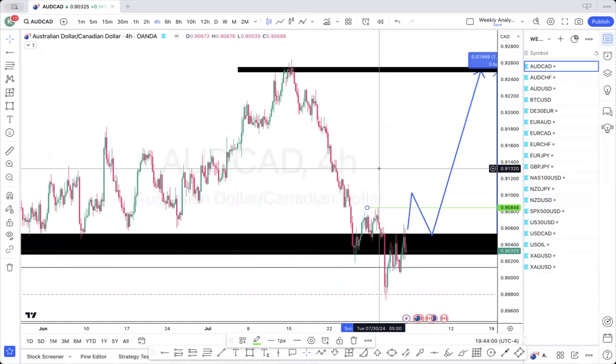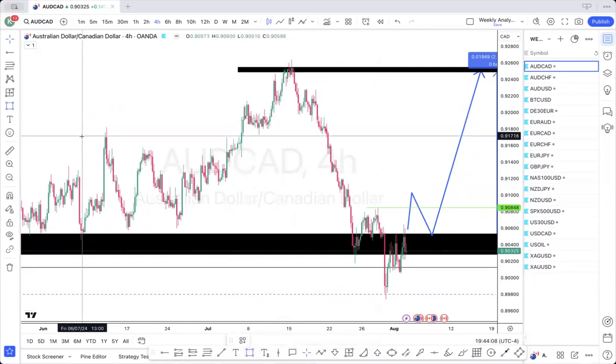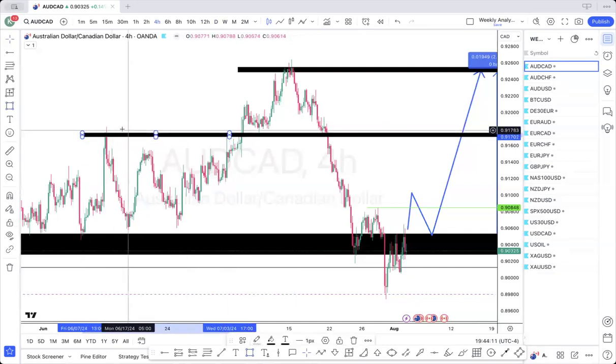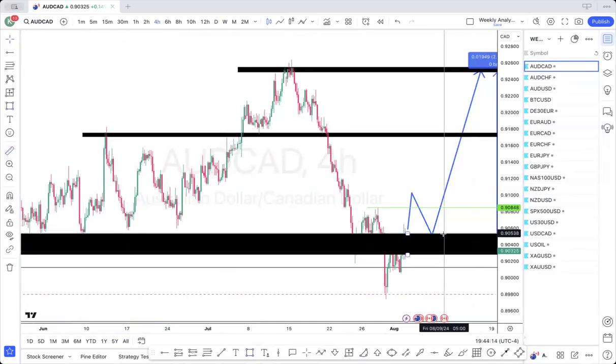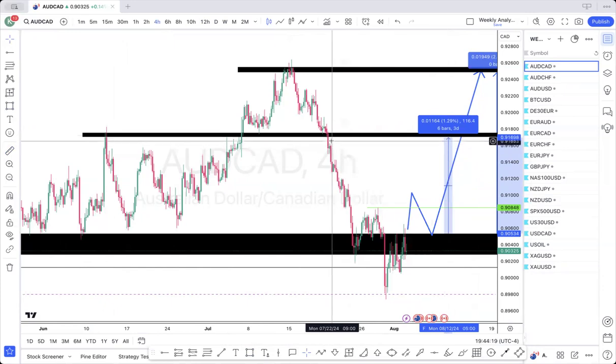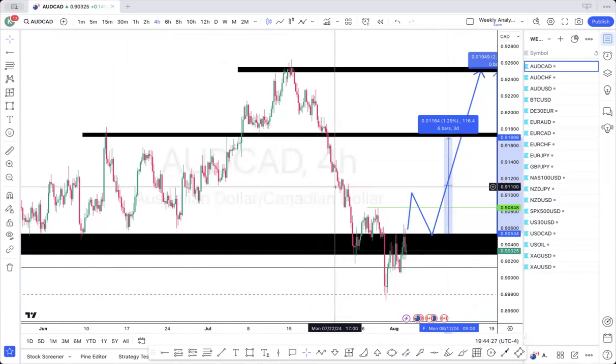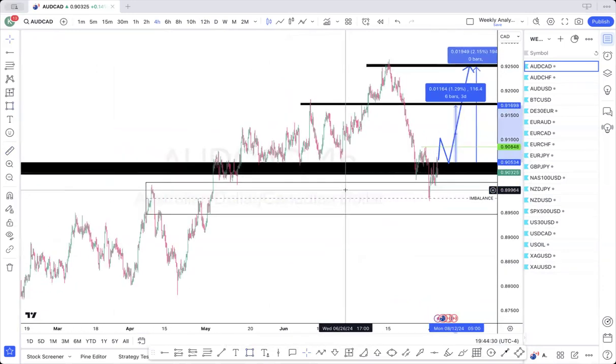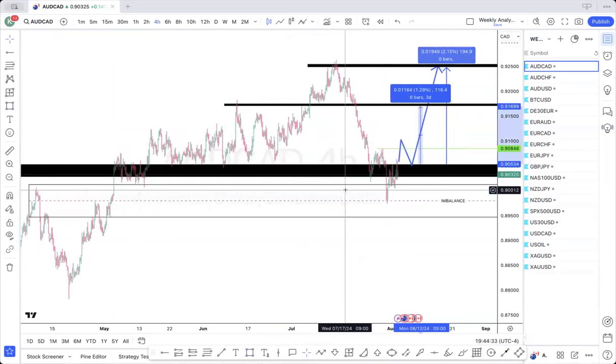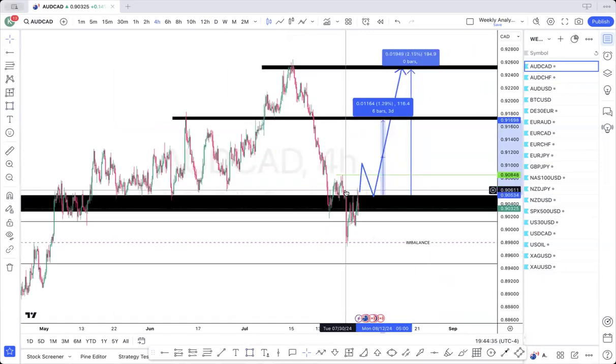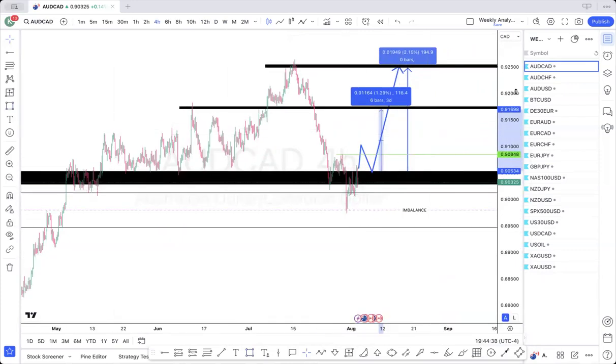Now, if you're not an intraday trader, you can mark up smaller zones, and based on the 4 hour, the next zone would be from here. So you would trade from this zone to this zone, which would be 116 pips. As you can see, there's an imbalance there. So you can trade from this zone to this zone. And so that's what I see for AUD CAD.